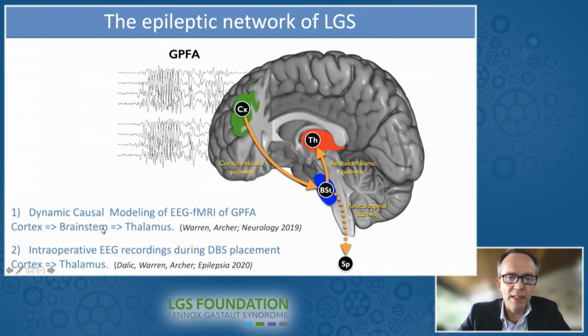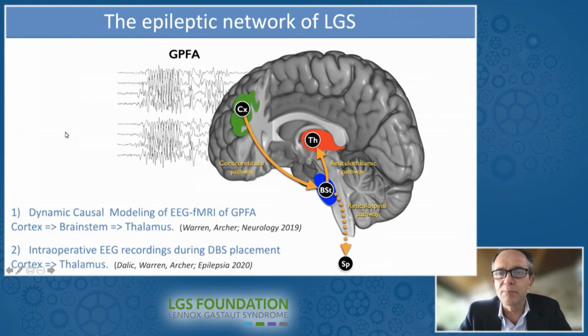We've subsequently also, as part of the Estelle study of deep brain stimulation for LGS, and I'll be describing that very briefly a little later on, as part of the Estelle study, we did simultaneous recordings from within the thalamus at the same time as the scalp and confirmed there was about a 100 millisecond lag between the onset of activity in the cortex and it appearing in the thalamus.